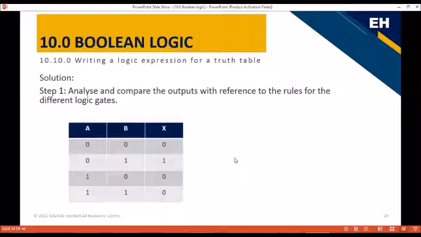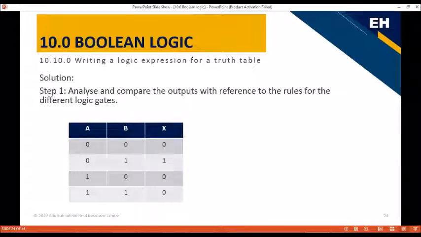So the third one is a kind of negation of the NAND gate, where the output becomes 0 when both inputs are 0. Otherwise, every other thing should be 1. So it doesn't apply here. And the NOR gate states that the output becomes 1 when both inputs are 0. So it doesn't apply here.